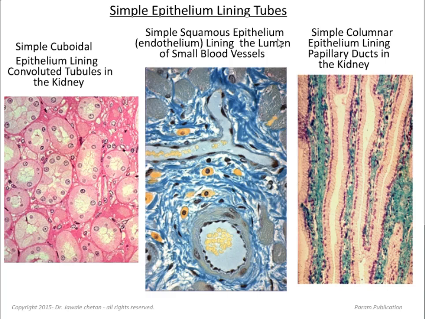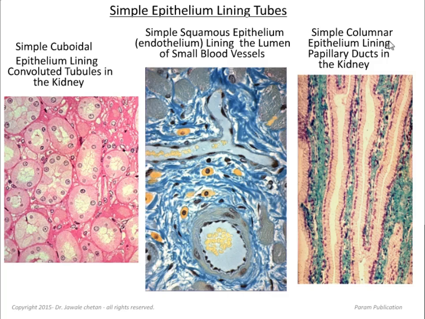In case of simple squamous epithelium, the endothelium lining the lumen of small blood vessels. If you cut a blood vessel in transverse section, this is the blood vessel here. In this blood vessel, all these black dots indicate the nucleus of a simple epithelial lining tube. Every nucleus means a single cell. Every black spot indicates a single epithelial cell, and so this entire lining is of simple squamous epithelial tissue, commonly called the endothelium.